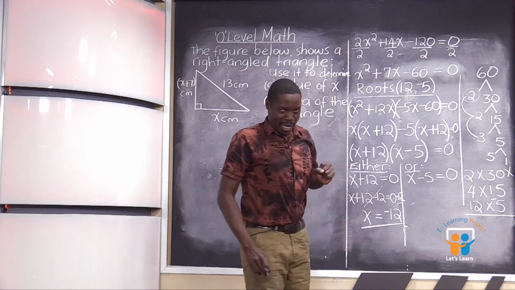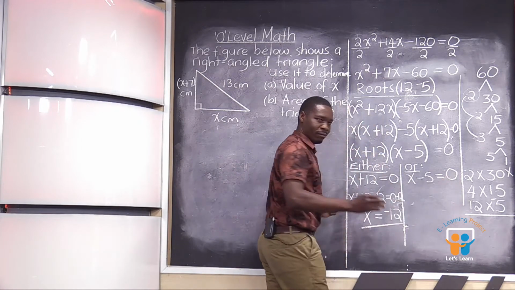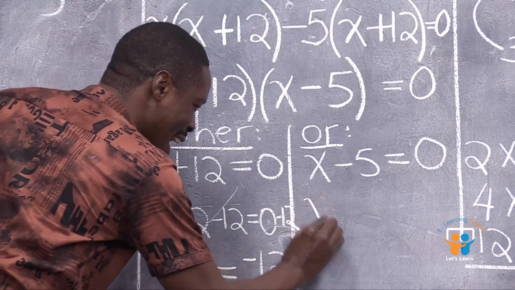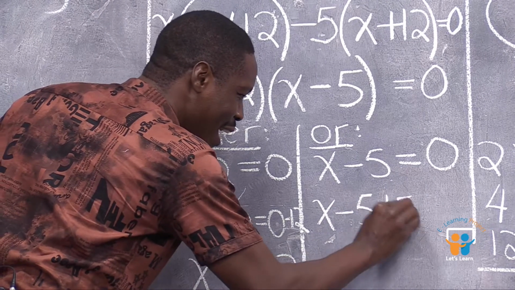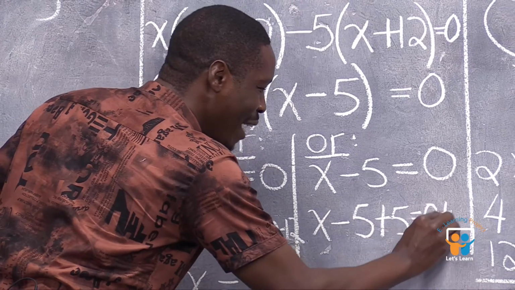Now we are coming to the next answer. x minus 5 equaling to 0. Can someone tell us now how do we move? Wonderful. Someone is saying x, take away 5, plus 5, equaling to 0 plus 5.